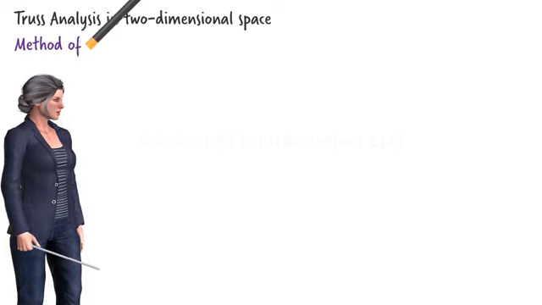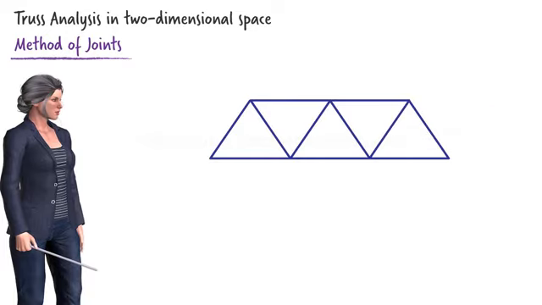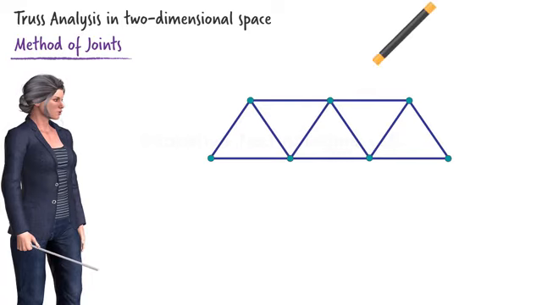In this lecture, we're going to examine the analysis of statically determinate trusses that are defined in a two-dimensional space. We shall employ the method of joints for this analysis. A truss can be viewed as a network of interconnected slender members. A point at which two or more members are connected together is called a joint.